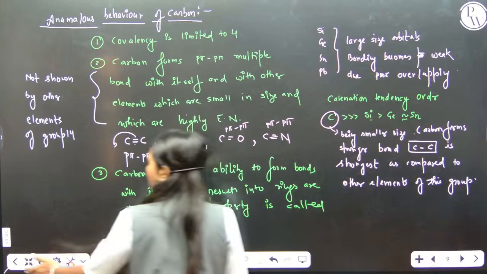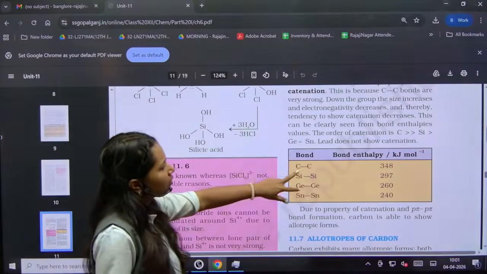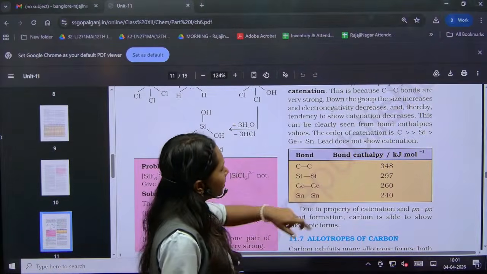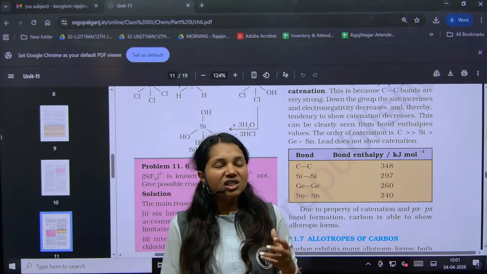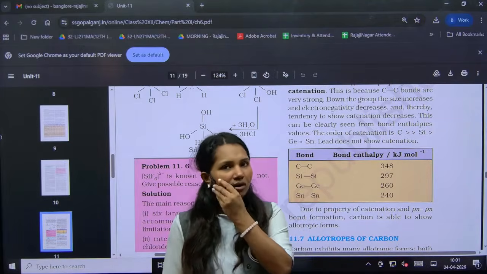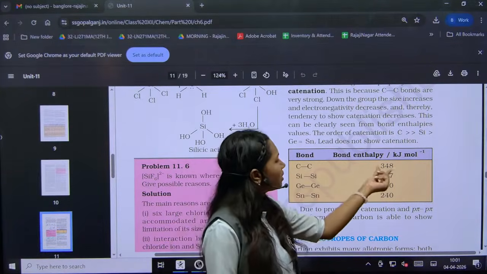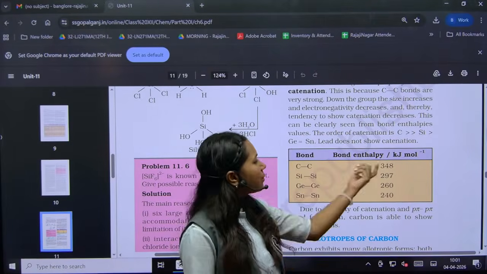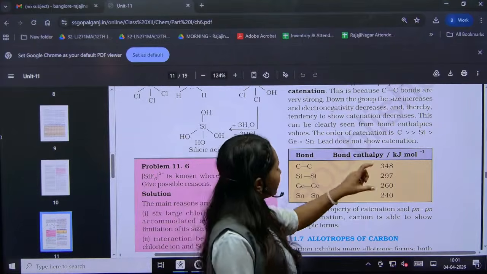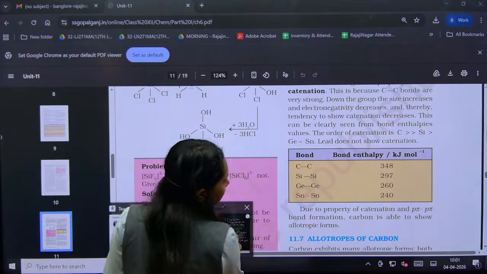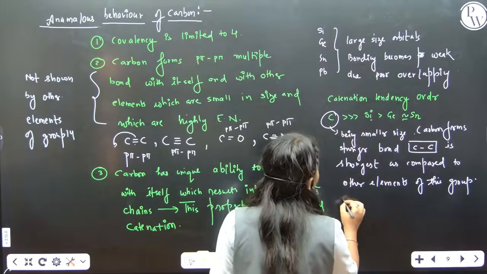Okay, fine. Now let's come to this table: carbon-carbon, silicon-silicon, germanium-germanium, tin-tin. As we know, bond enthalpy is the energy required to break a bond, right? The bond requiring the maximum energy to break is carbon-carbon, 348. Stronger the bond, shorter the bond. So what will the bond enthalpy order be?